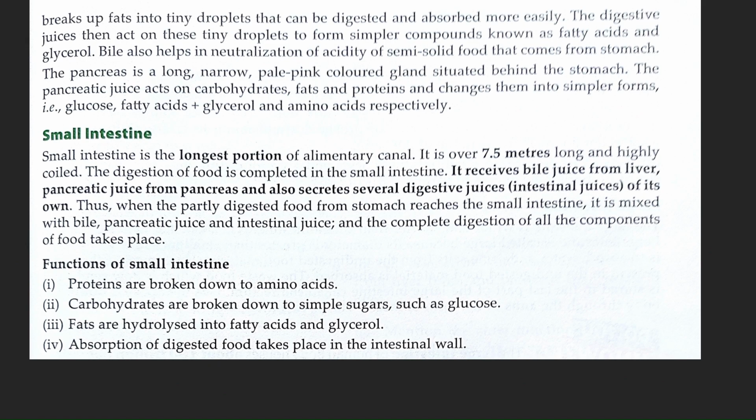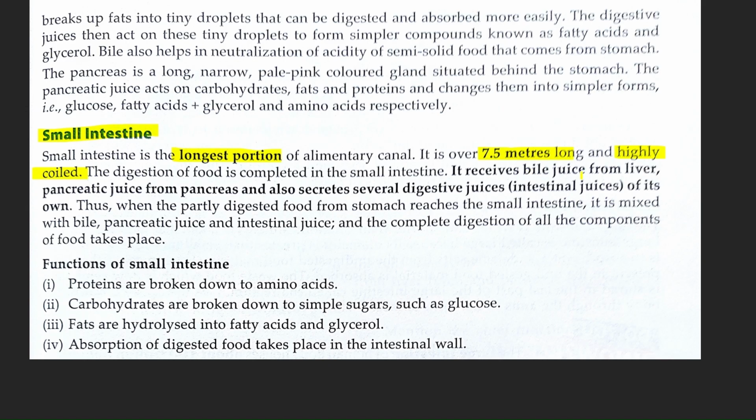Next we are going to see the small intestine. The small intestine is the longest portion of the alimentary canal. It is over 7.5 meters long and highly coiled. Imagine 7.5 meters inside our stomach, so it is highly coiled. The digestion of food is completed in the small intestine.